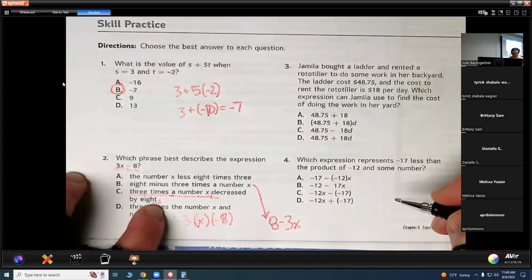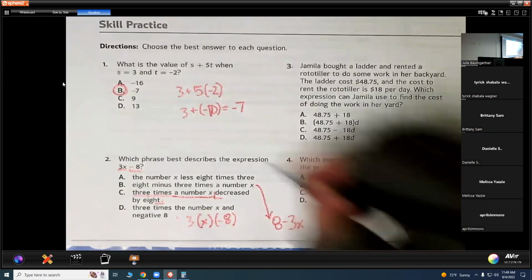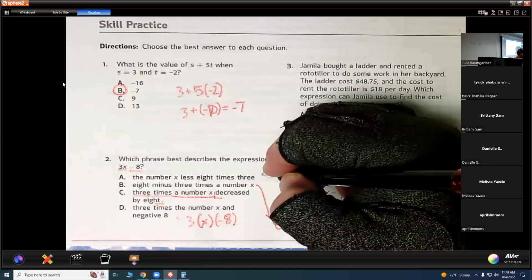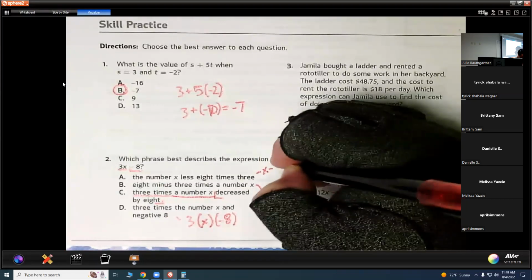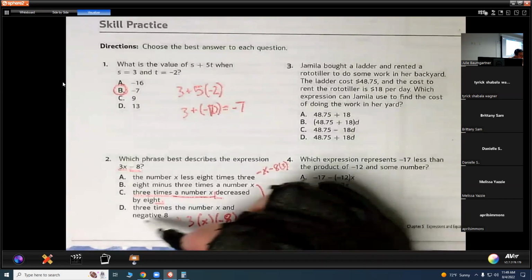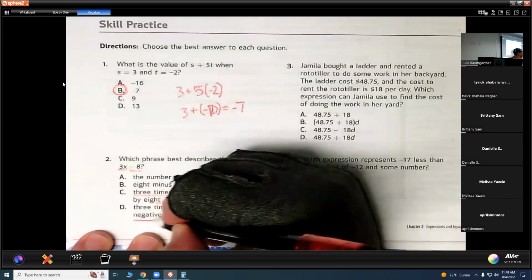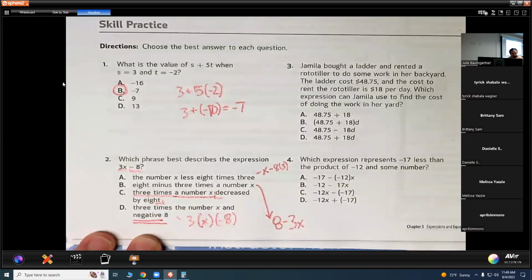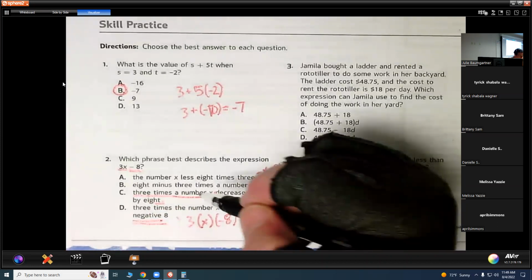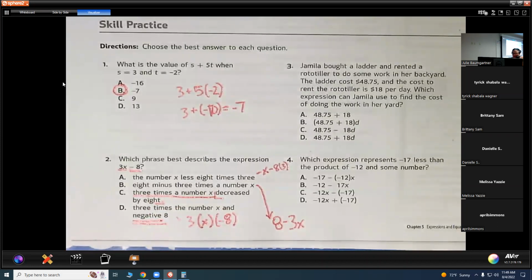So that always tells you what goes first, right? And then the number x less 8 times 3 would be like x minus 8 times 3. But does everyone see why C is the answer there? And Brittany, you kind of see why. So D was kind of close, but in our verbal expressions we wouldn't usually use a negative number. We'd say subtracted, decreased by, minus, which is more of what we would see there.